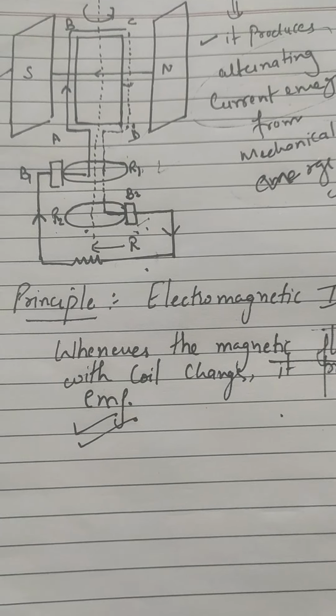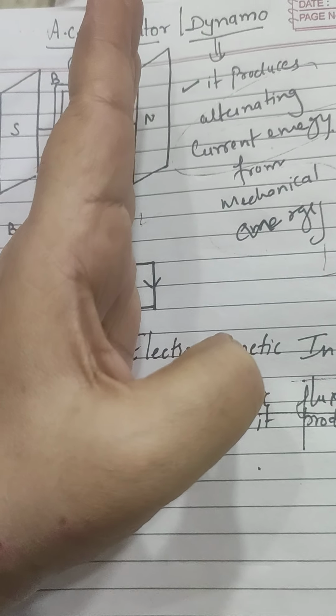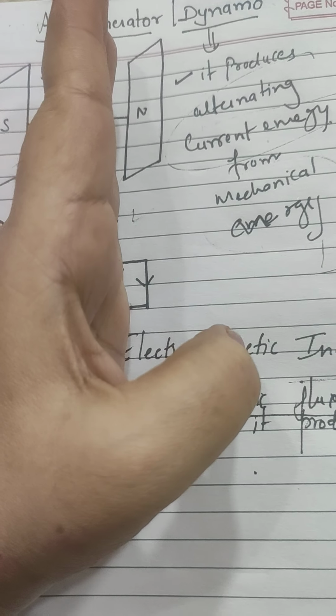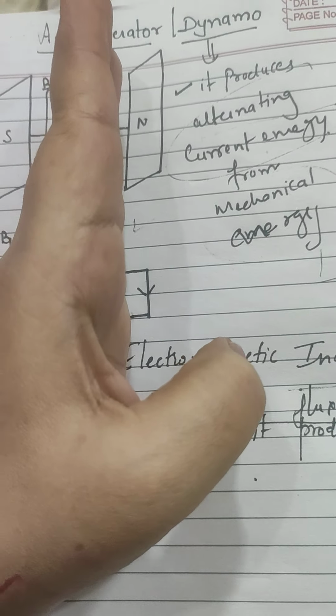Now let us understand the phenomenon. Let us consider that this coil is in a vertical plane like this. Okay, so in this case the coil is like this. The direction of magnetic field lines is from N to S, and in this position of the coil, the flux is maximum.